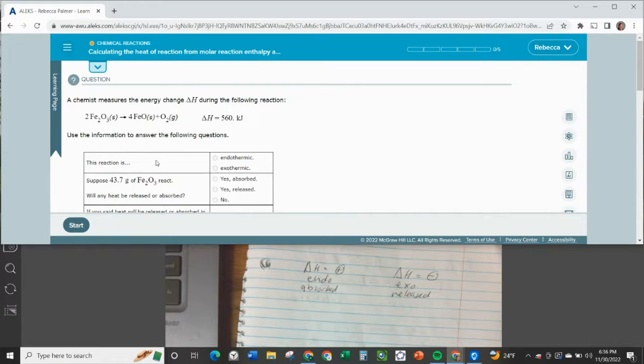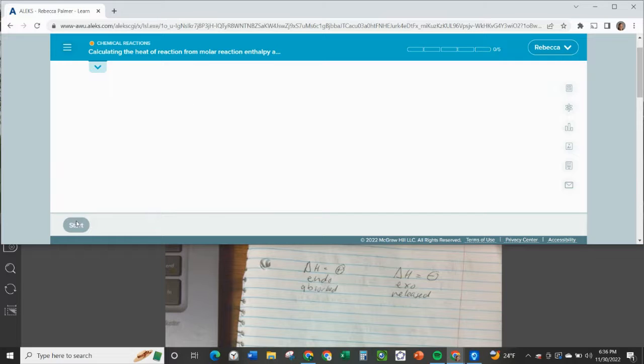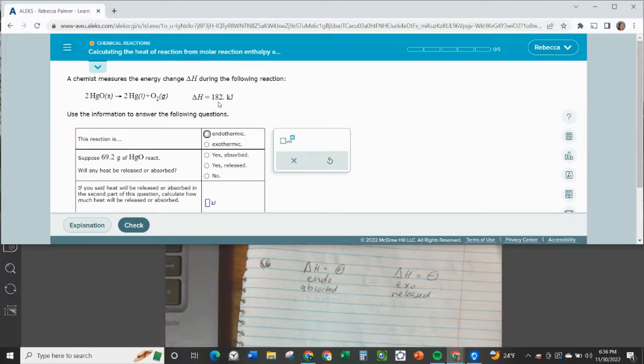The reaction is, okay, let's go ahead and start one. A chemist measures the heat of reaction during the reaction. So we have a positive value. If it's positive, it's endothermic. And sometimes I get this backwards, so I would write this on my note card to make sure you don't get it backwards on the test.